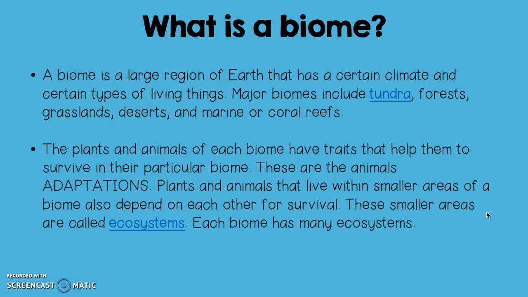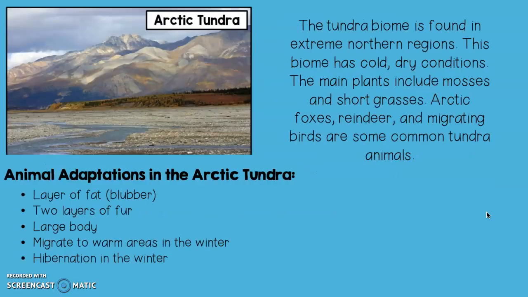Plants and animals that live within smaller areas of a biome also depend on each other for survival. These smaller areas are called ecosystems. Each biome has many ecosystems. So instead of this word biome, in the past you might have thought of these regions as habitats, but the correct scientific vocab word would be biome.